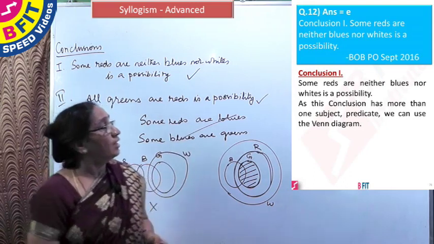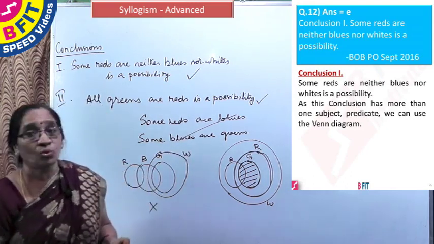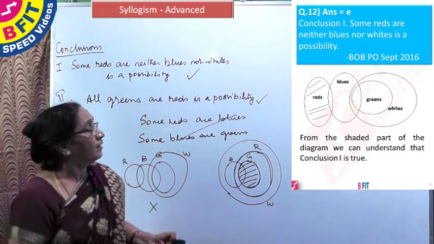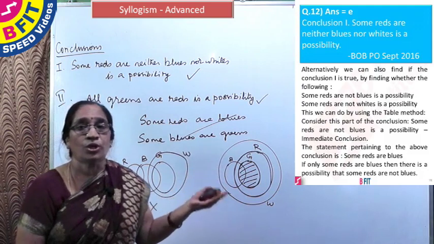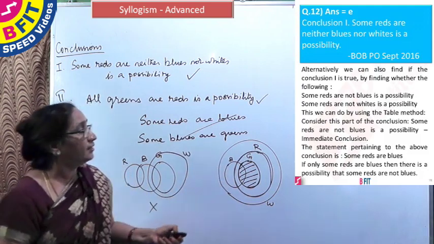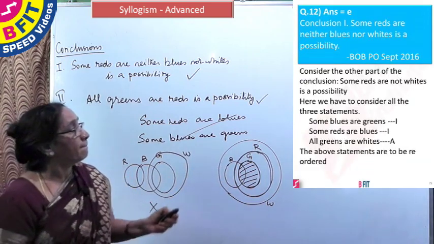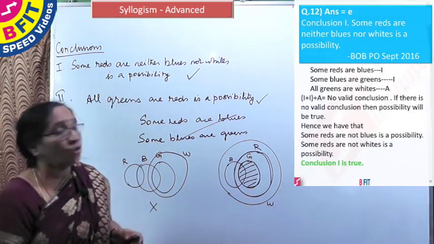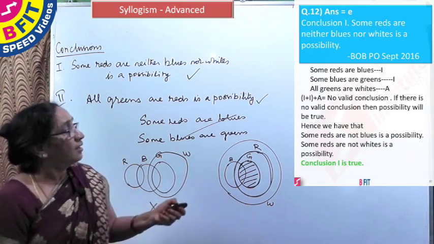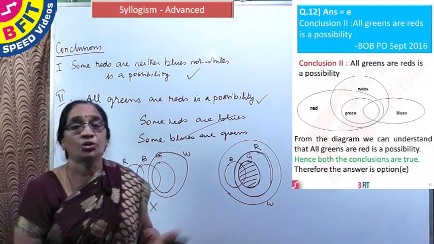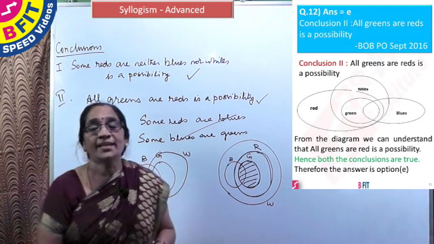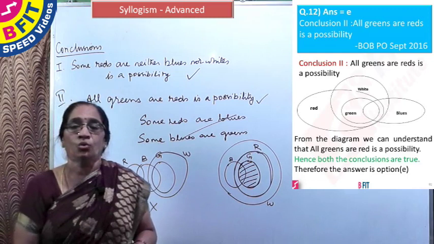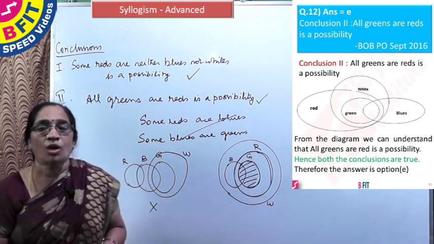We have proved that conclusion 1 is true using the Venn diagram. Next, the same thing has been proved using the statement method. Conclusion 1 is true using both the methods. We have proved that conclusion 2 is also true, and hence our answer is option E, both conclusions 1 and 2 are true. And now let us move on to the next question.